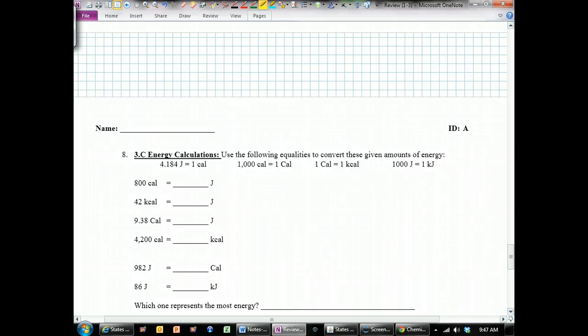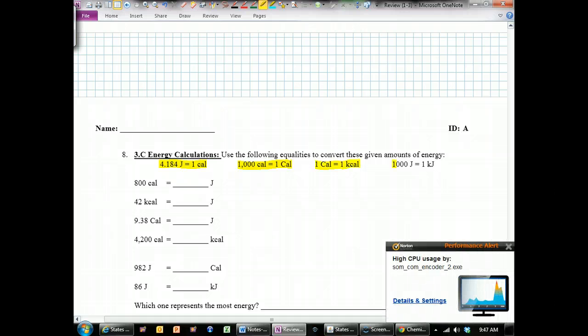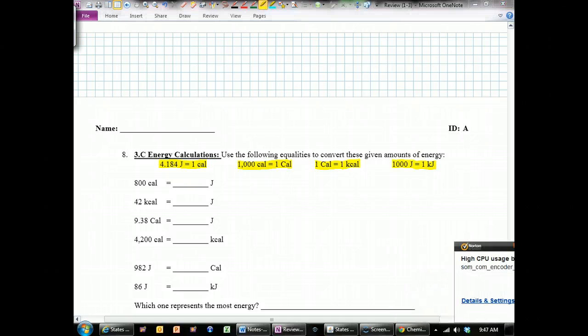This question is to assess your understanding of energy conversions and also using something called dimensional analysis. I'll give you the 4 conversions anytime on a quiz or a test. I won't expect you to memorize them, but I do expect that you'll be able to use them.